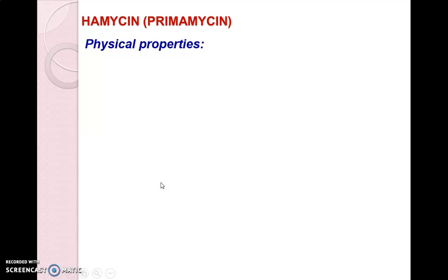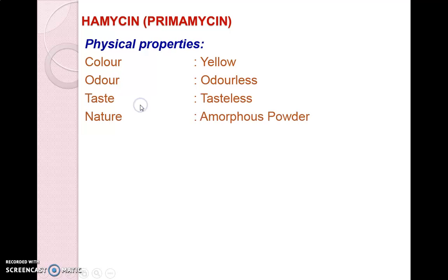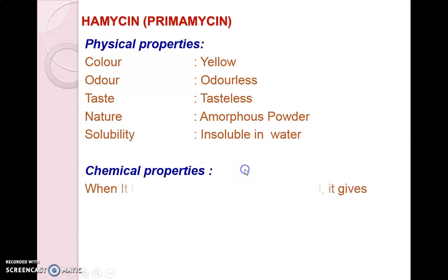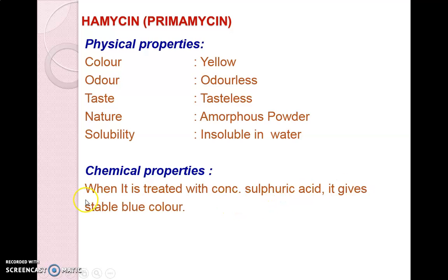Next, and the last antifungal agent, is called Hamycin, also called Pimaricin. Basically it is a polyene type of antibiotic. The physical properties include a yellow color, odorless, tasteless, amorphous powder, and it is insoluble in water. As for chemical properties, when it is treated with concentrated sulfuric acid, it gives a stable blue color.